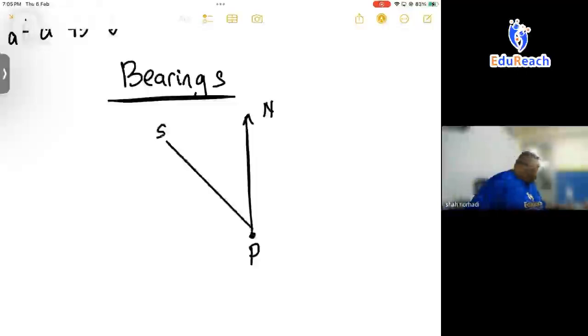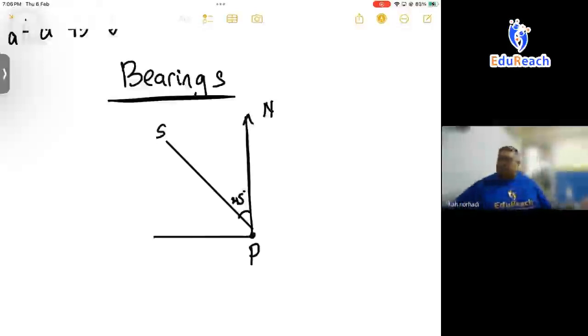Now, when they say it's northwest, that means we know that this will be 45 degrees because it's in between north and east, right? So this is your east. Then they ask for state the bearing of S from P.